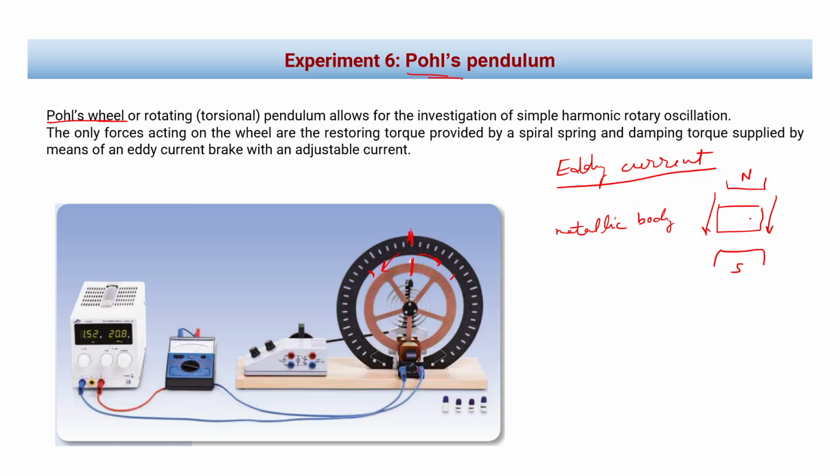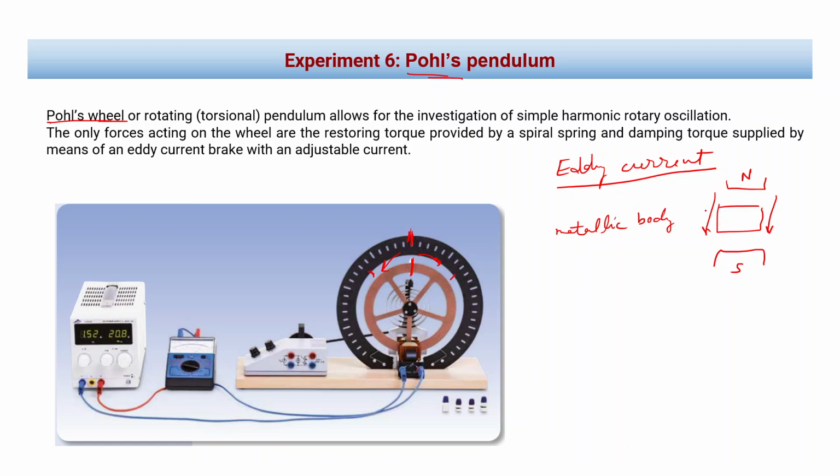So that will lead to current induced in this metallic body, and since there will be current induced, there will be a magnetic field. From Faraday's law, we know that the magnetic field will oppose the change in magnetic flux that was causing it. So some way we need to change the magnetic flux.